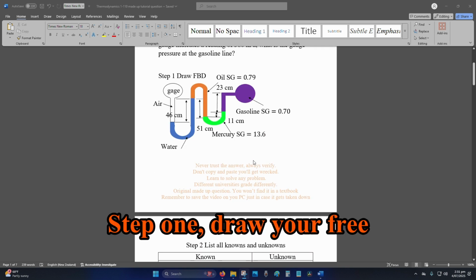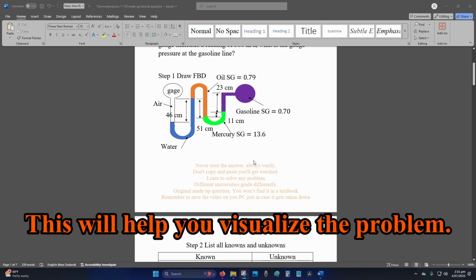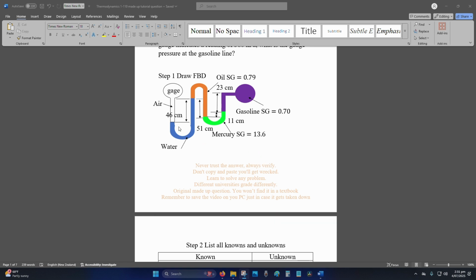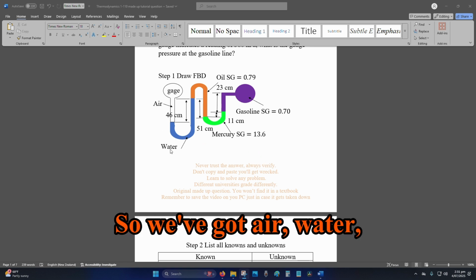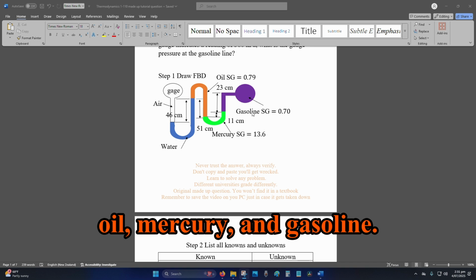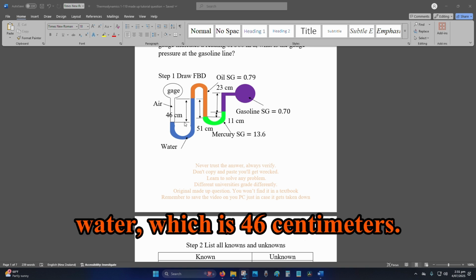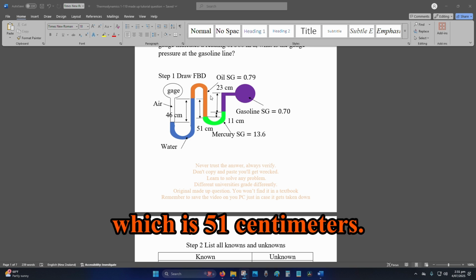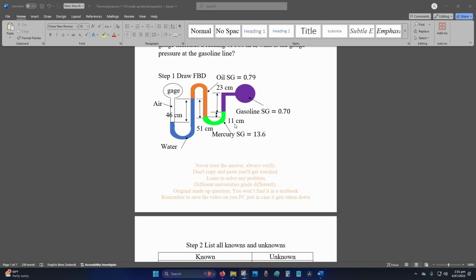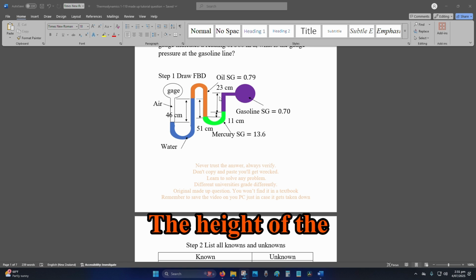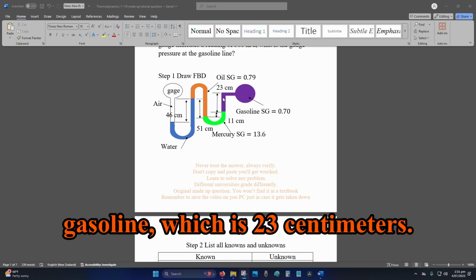Step 1, draw your free body diagram, your FBD. This will help you visualize the problem. So we've got air, water, oil, mercury, and gasoline. We've got the height of water, which is 46 centimeters, the height of oil, which is 51 centimeters, the height of mercury, which is 11 centimeters, the height of the gasoline, which is 23 centimeters.